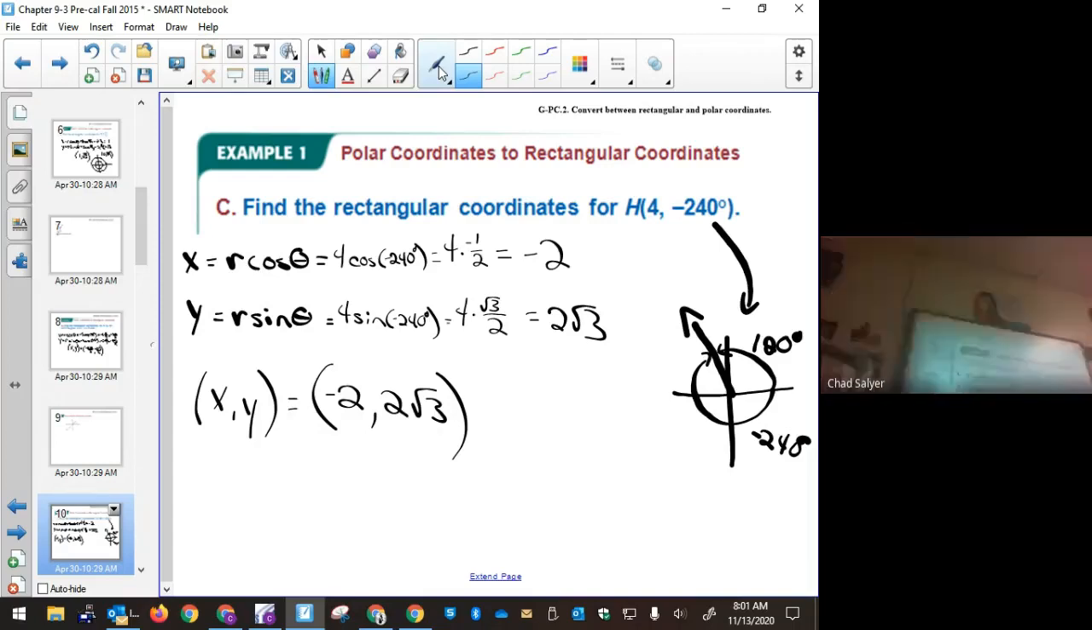So when you're finding the rectangular point, would that be the location on the graph? If you superimpose them over each other, yes. I won't try to draw it because it would just be a mess. But if you had a polar graph and a rectangular graph over each other, you could navigate to that point either by going to negative 240 and then 4 units, or you could go negative 2 and then 2 times the square root of 3. So good point.